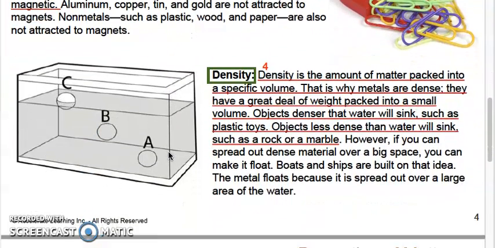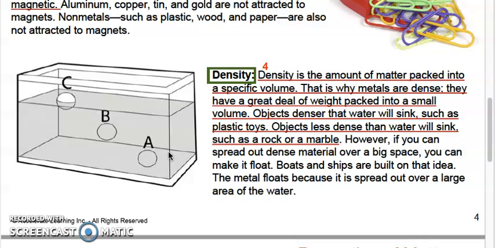Paragraph 4. Density. We did have density as our vocabulary word last time, just so that you were very familiar with it, because it's kind of hard when we get into it. Density is the amount of matter packed into a specific volume. That is why metals are dense. That means thick. They have a great deal of weight packed into a small volume.